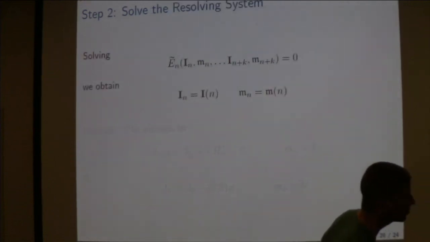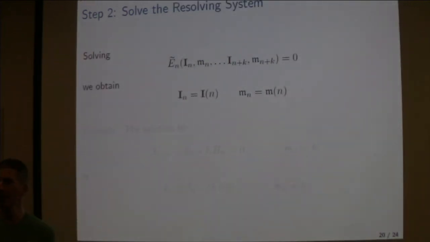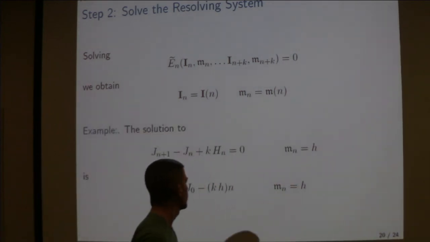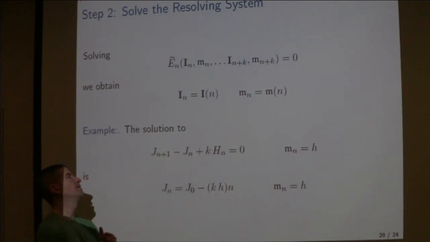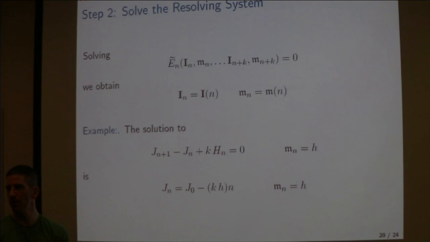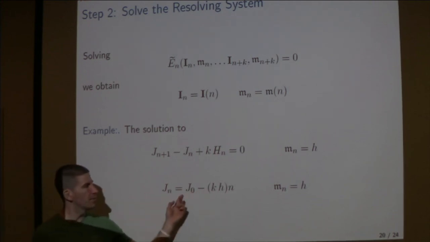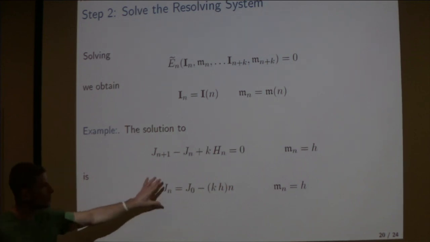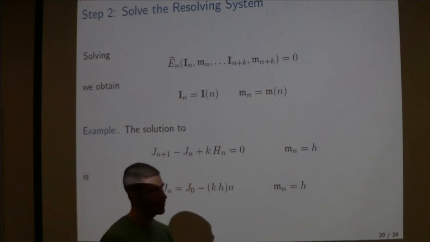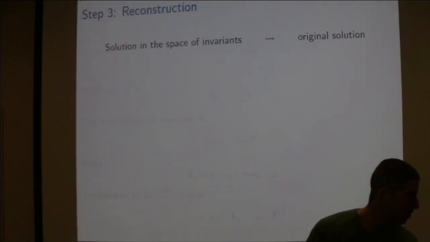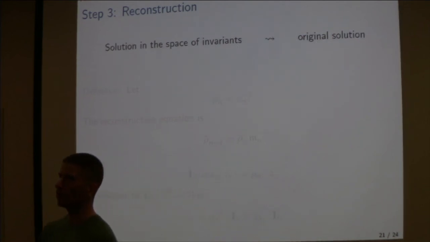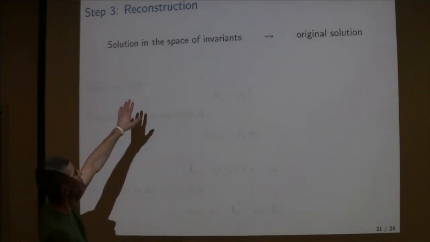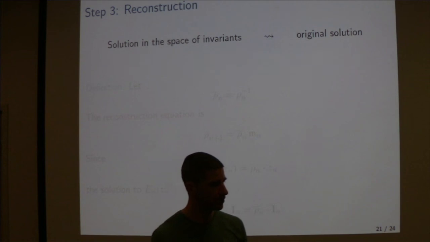Then step number 2, you want to solve the system that you've obtained in the space of invariants. So you can solve that. For us, this is just a first order linear finite difference equation, which can be solved, and then Jn will be given by this formula. Here J0 is a constant, and that's the solution. So we've solved the problem inside the space of finite difference invariants. The next step is to reconstruct the original solution, and so go from the solution inside the space of invariants back to the original solution.